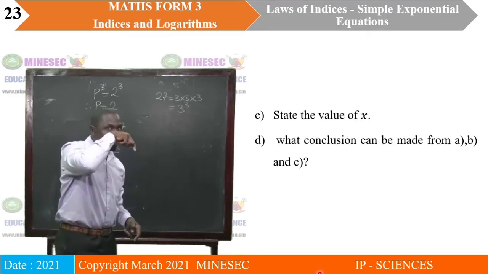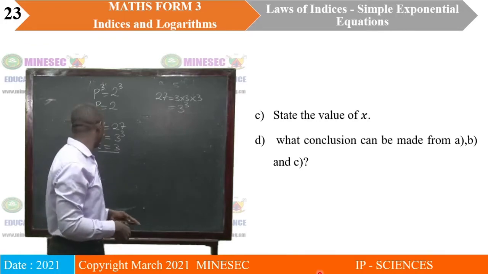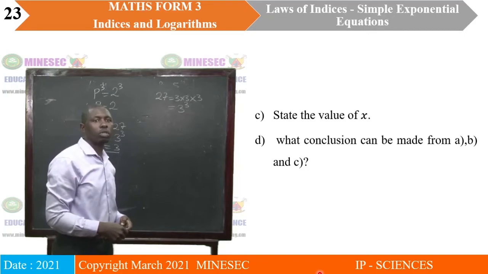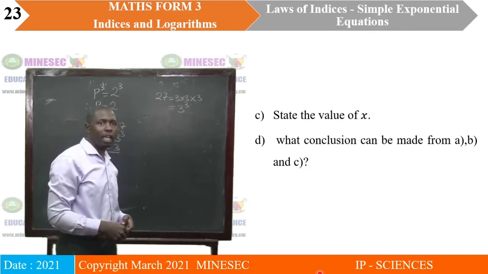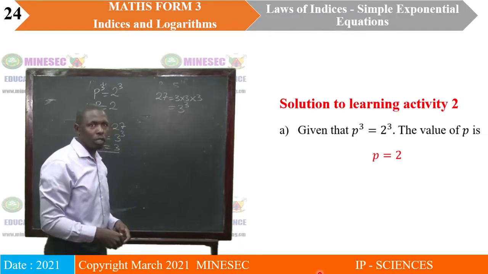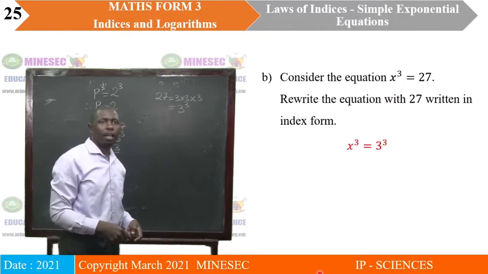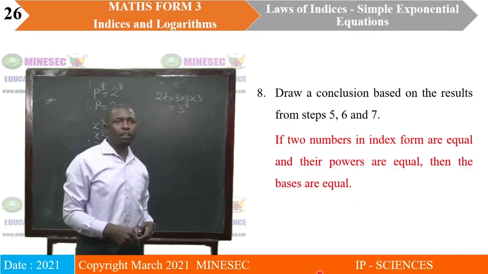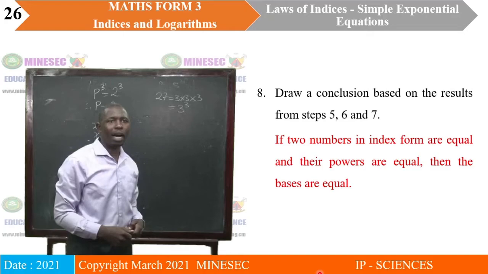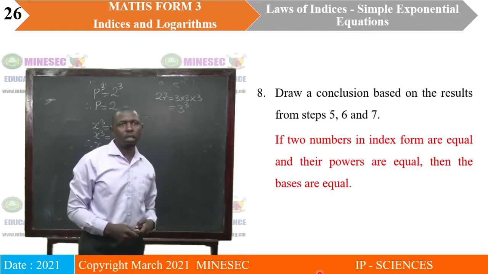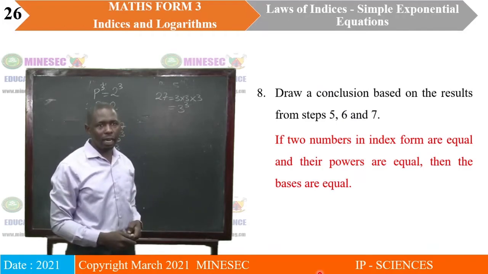So state the value of x. The value of x has been stated there, which will be 3. So what conclusion can be made from A, B, and C? The conclusion that we could make is that if two numbers in index form are equal and their powers are equal, then the bases are equal.